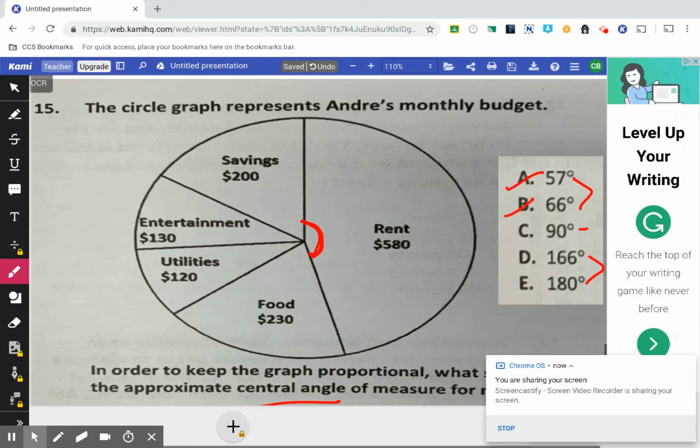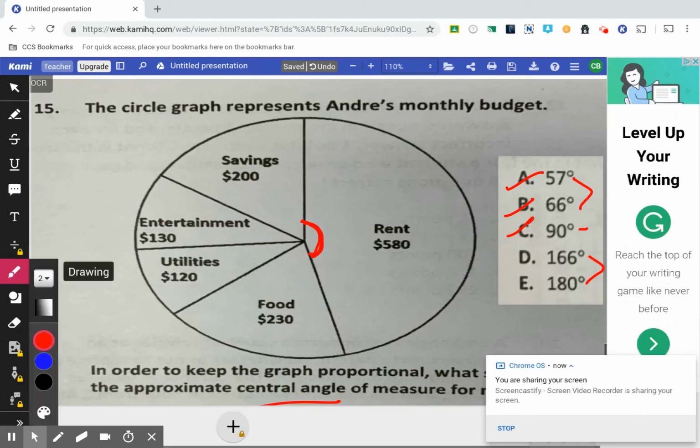Okay. A 90-degree angle, of course, looks like an L. Like right here with entertainment, that looks like a 90-degree angle. If I combine that and the savings, those 2, this isn't 90 degrees. It's not over here. So that's not the case. Hopefully, you can all see that that is an obtuse angle, the one that we're looking at with the rent.